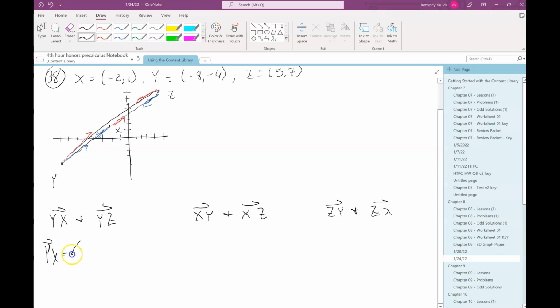So yx, head minus tail. So -2 minus a -8 is 6. And then 1 minus a -4 is 5. Then yz, so that's 5 minus -8, so that's 13. And then 7 minus a -4, that's 11.